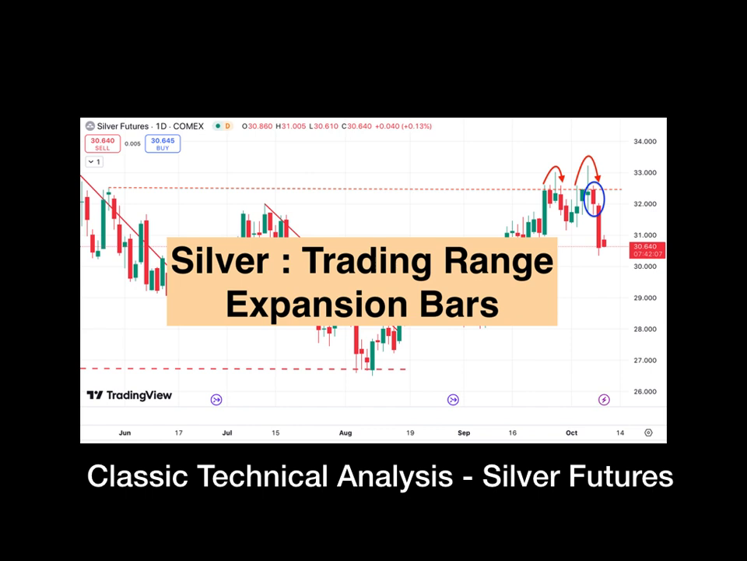A range expansion bar is a bar which is wider than the previous X number of bars, usually 3 or more bars. I like to use candlestick charts, and I like to pay particular attention to just the bodies of the candlestick chart. This is the area between the open and the close.